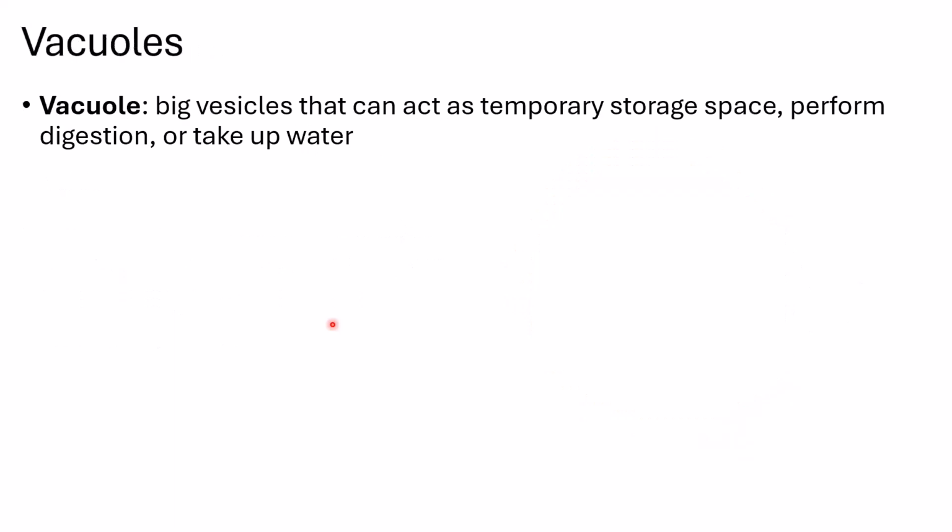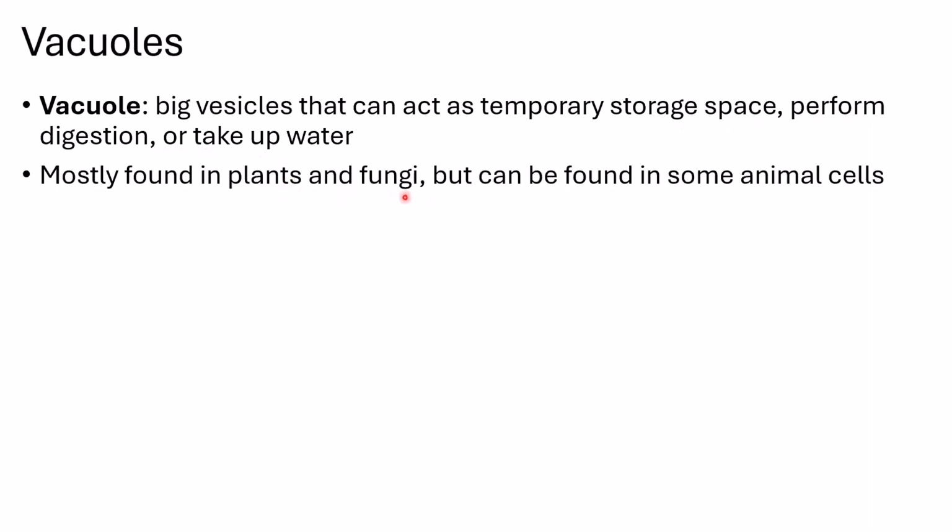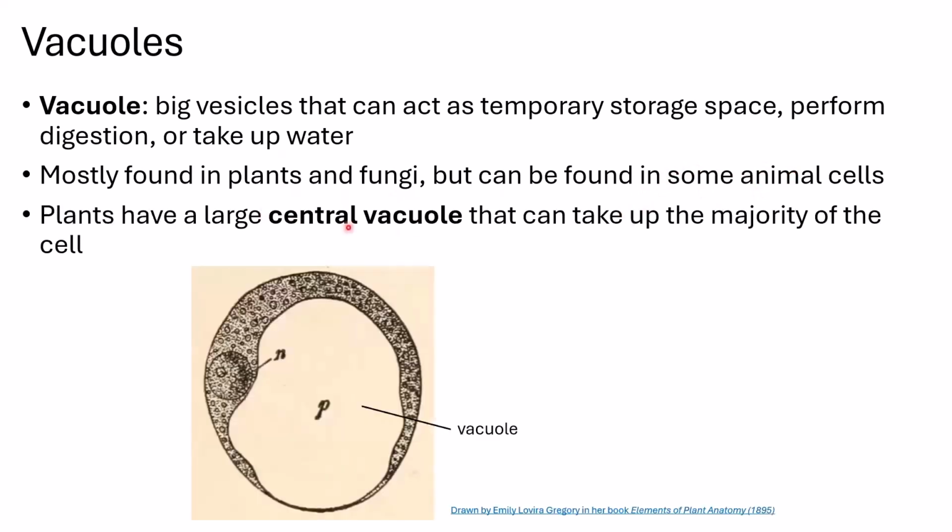Vacuoles are essentially big vesicles that can serve to provide temporary storage space, perform digestion, and take up water. They are mostly found in plants and fungi, but can also be found in animal cells. Plants have a large central vacuole that can take up the majority of the space inside, as depicted in this illustration.